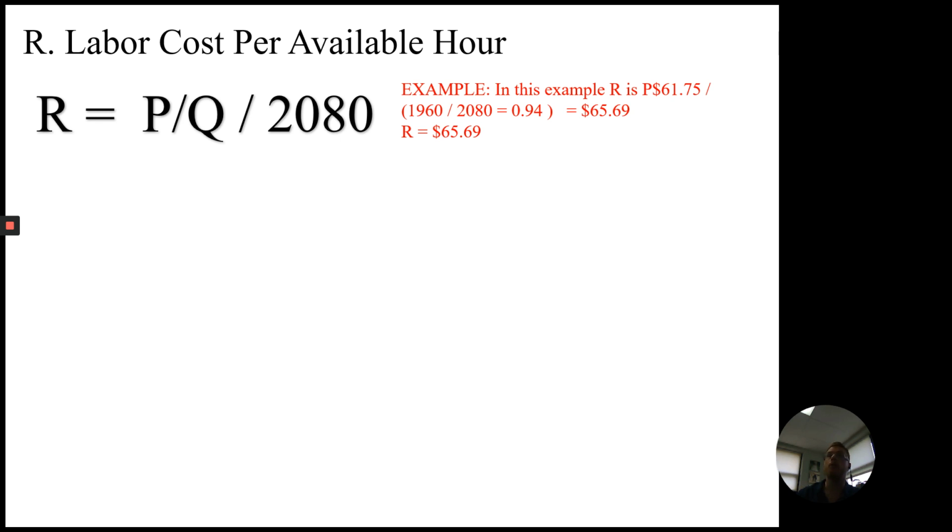So he's working 94% of that year because you're giving him 6% off. So when you take your labor rate from before, which is P, the 61.75, and you divide that, you come up with a number of 65.69 for R. So R is 65.69.